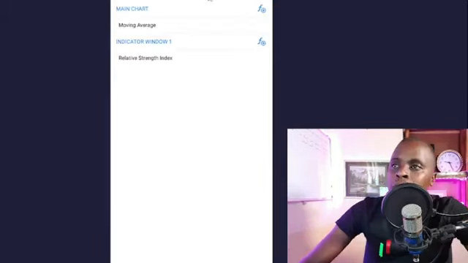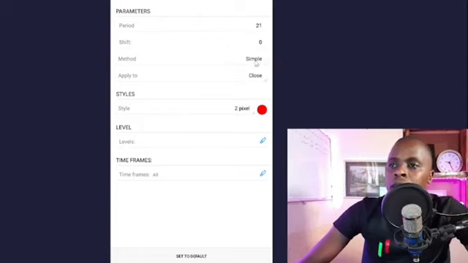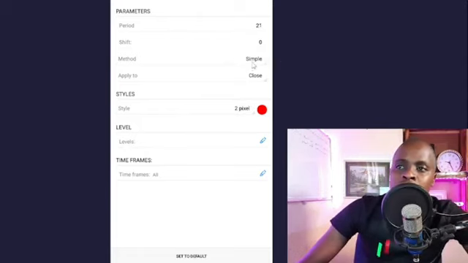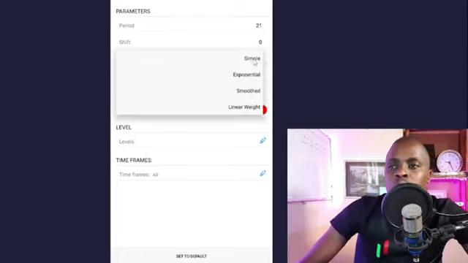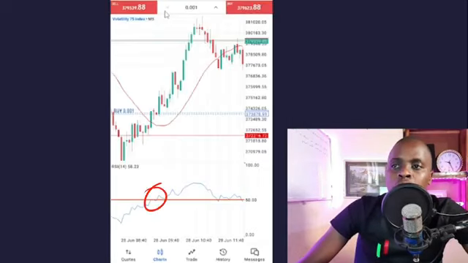If I go to my indicators and go to my moving average, you are going to see this is period 21, this is 2 pixels, and I'm going to apply a simple moving average. You can change this to exponential, but it's the same. So here we are going to use the simple or the exponential moving average.